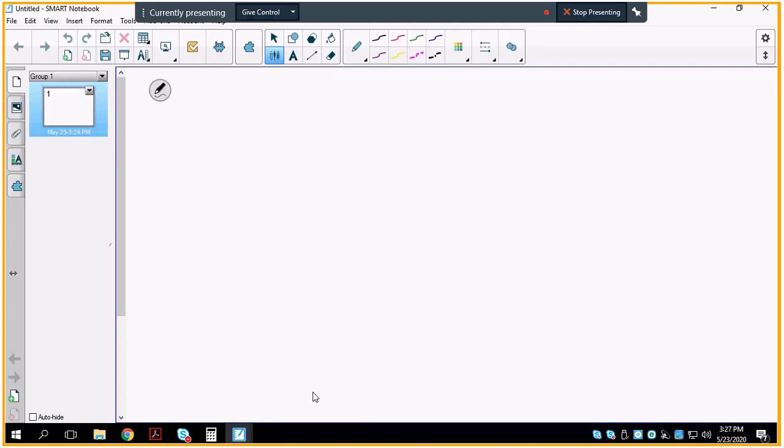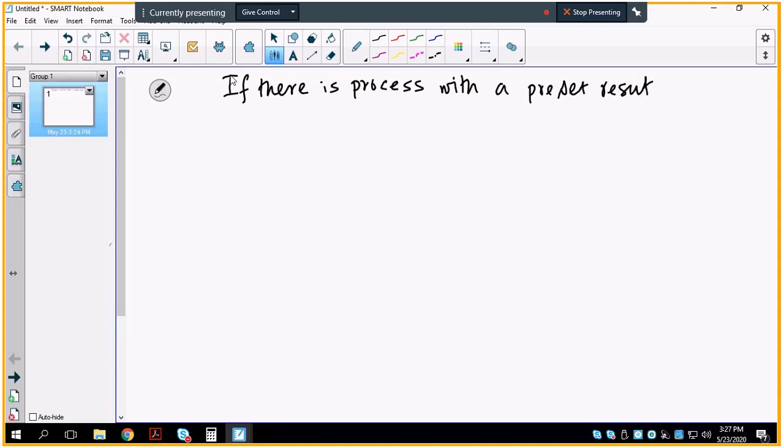What is an experiment? An experiment is a process. If there is a process with a preset result, so that means you know what the possible results are that you are going to get out of this experiment or this process, then the process will be called an experiment.